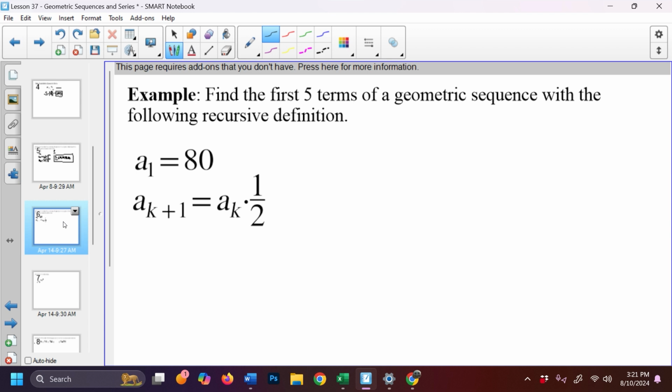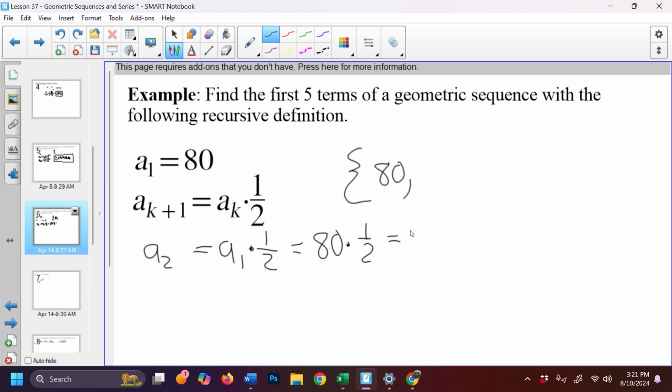All right, next example. Find the first 5 terms of a geometric sequence with the following recursive definition. So here they're giving it to us recursively instead of explicitly. And they want the first 5 terms, but they give us the first one. So we will thank them for a little less work and put that 80 down there. And the second term, a sub 2. Well, if a sub 2 is equal to k plus 1, then k has to be 1. So we know that a sub 1 is 80, so we'll plug in 80, and then we will multiply by a half. That'll give us 40. Put that up in my list.